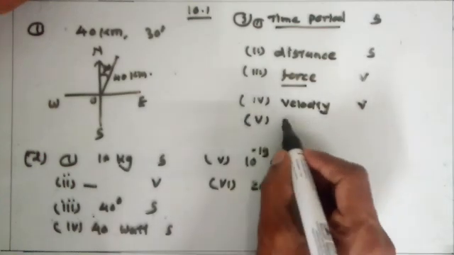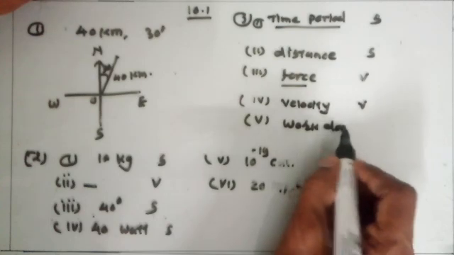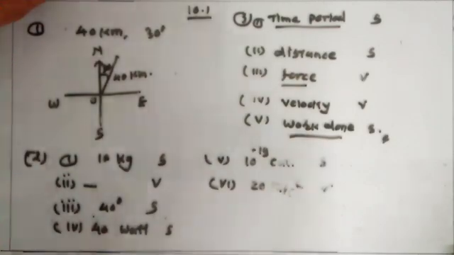Number 5, work done is a scalar quantity.